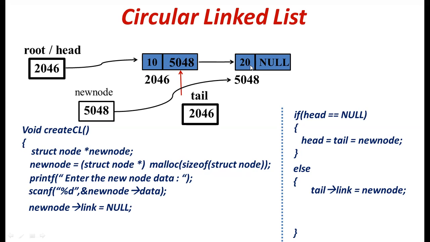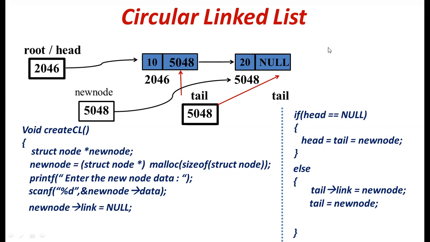Now this is the new node and this new node is the last node. So we have to shift this tail to this location. So that is tail is equal to tail to link, or tail is equal to new node. We are going to move to this location.